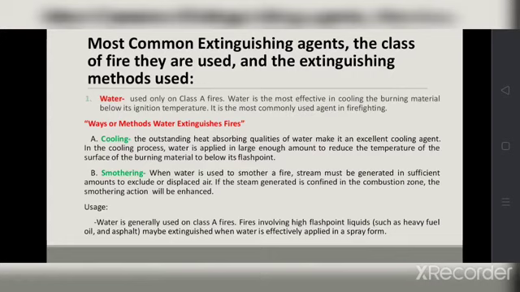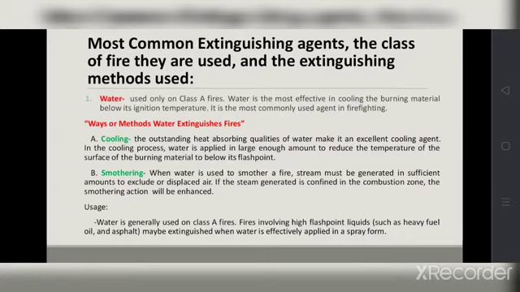Again, why do we have to determine the class of fires in completely extinguishing the fire? We have to know the classes or types of fire being burned in order to use the proper extinguishing agent needed to extinguish the fire. So, what are the ways or methods by which water extinguishes fire?